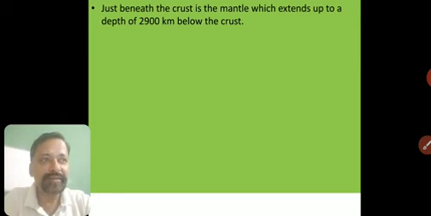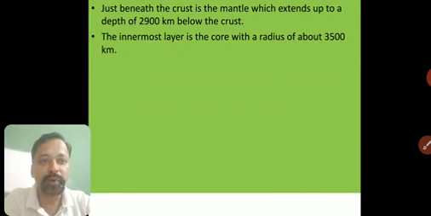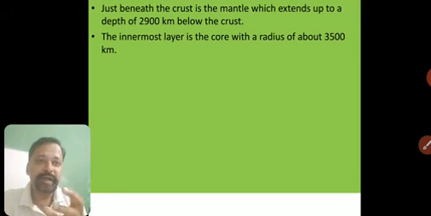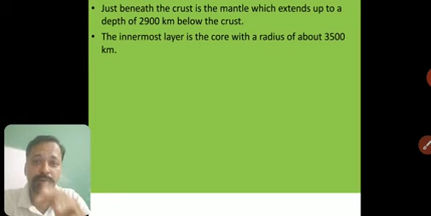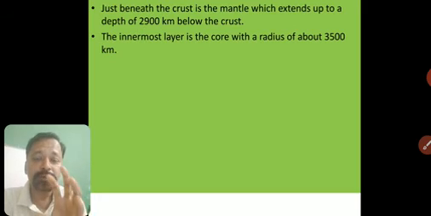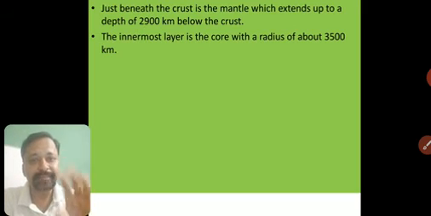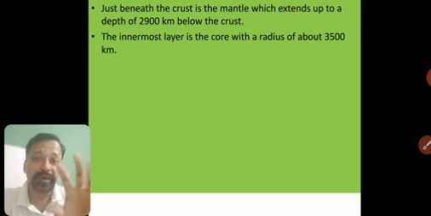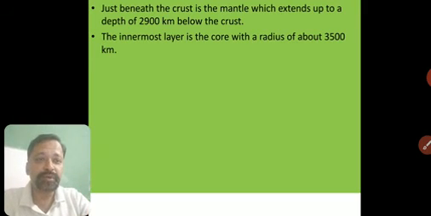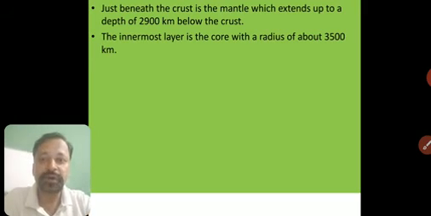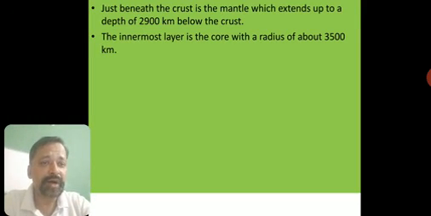Okay. Then we have the innermost layer, the core. Innermost layer is the core. So now I would say this core is both outer as well as inner core. Crust, mantle, core. Now core also has 2 parts. We had seen outer core and inner core. We are talking about the total core now. So the core has a radius of 3500. Radius means its length.